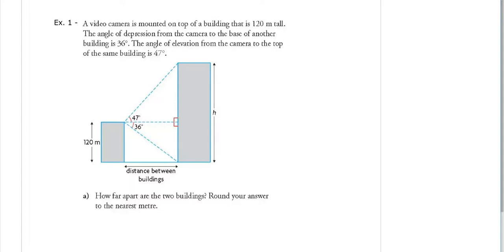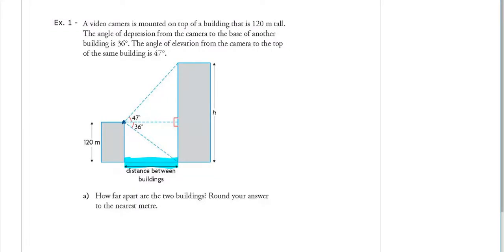So in this diagram, you have this building on the left side that's 120 meters tall, and a building on the right side that is some unknown value of h meters tall. And you're given this angle of elevation of 47 degrees and the angle of depression of 36 degrees from this single point at the top of the leftmost tower. And you're asked to find the distance between the two buildings. So we need to find this distance.